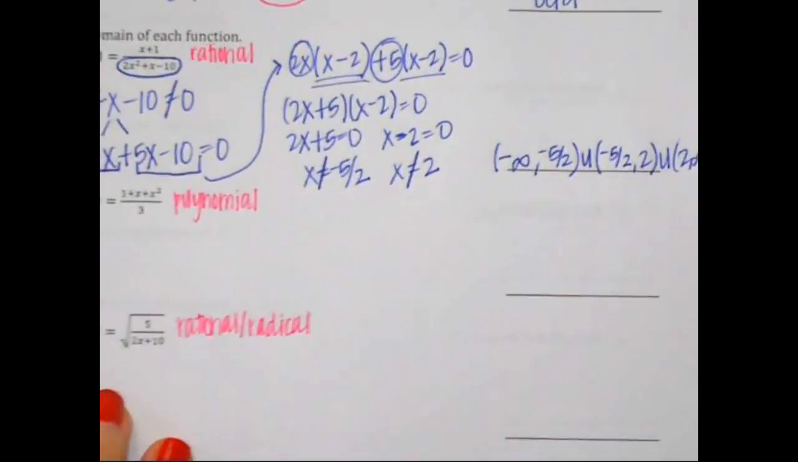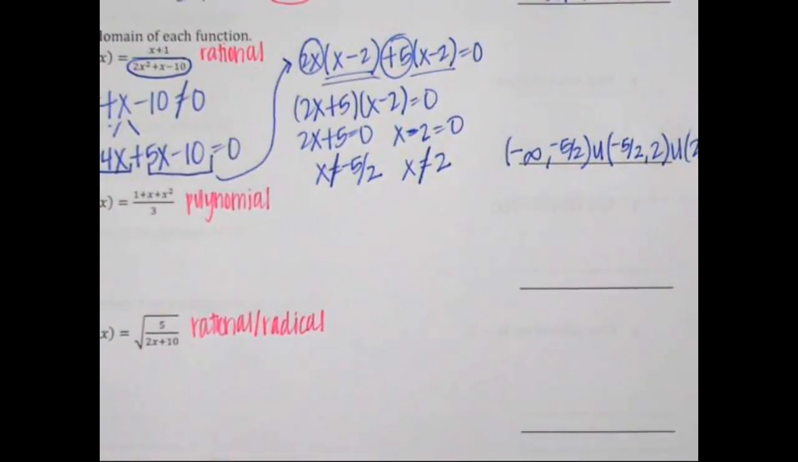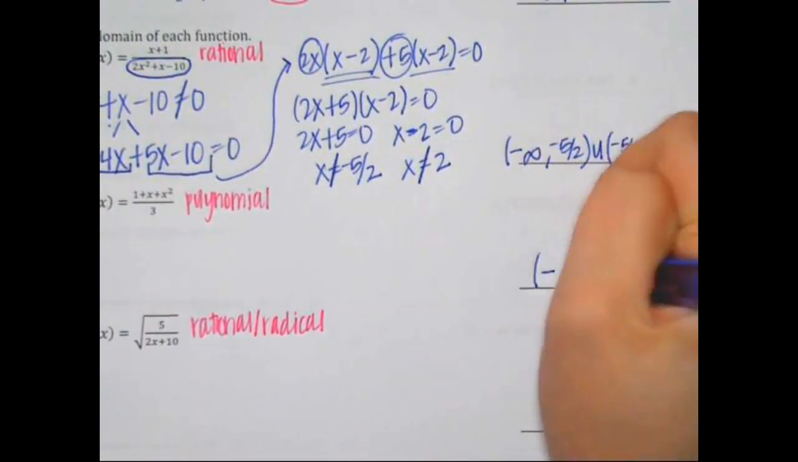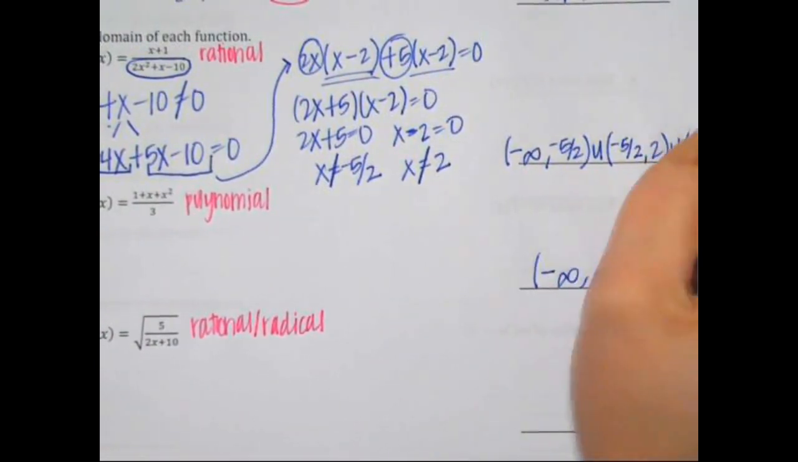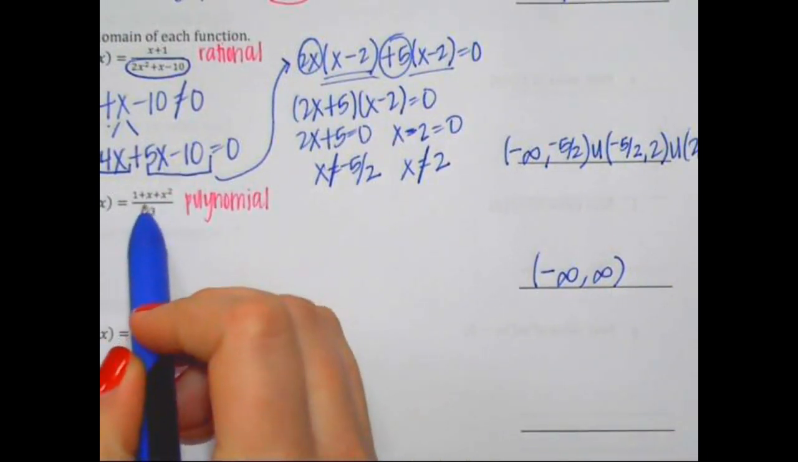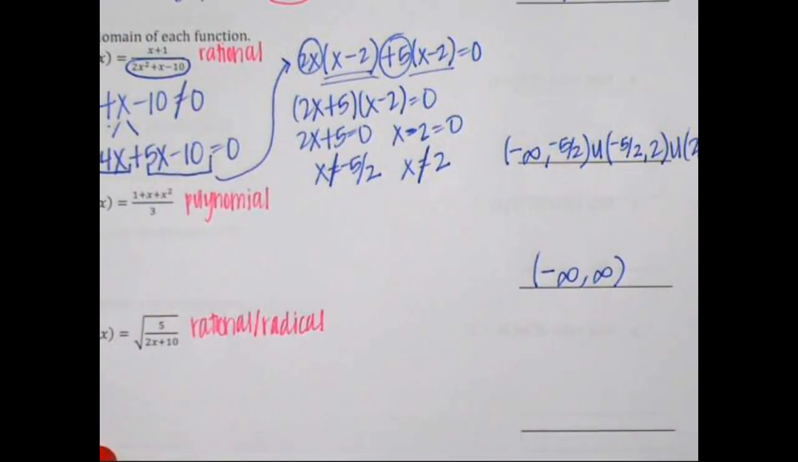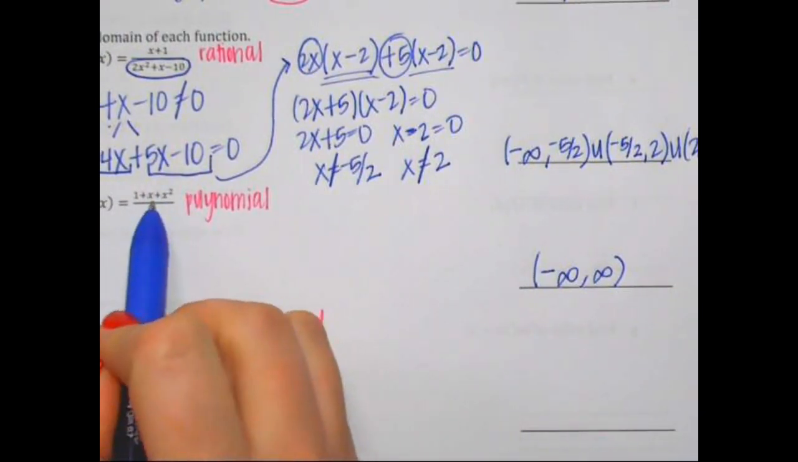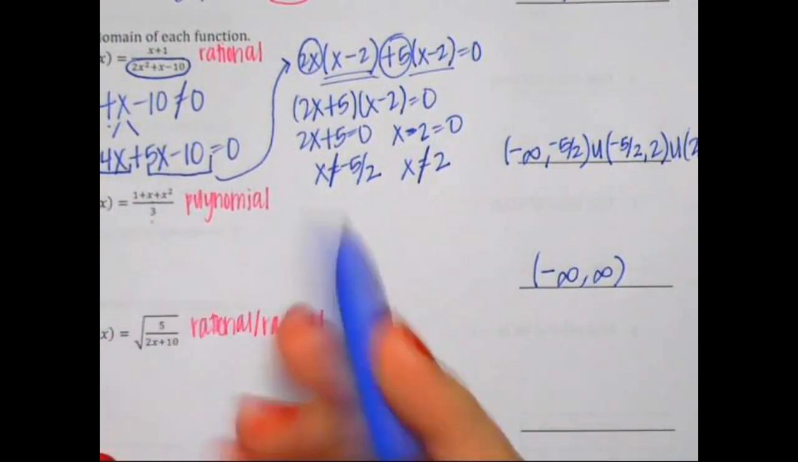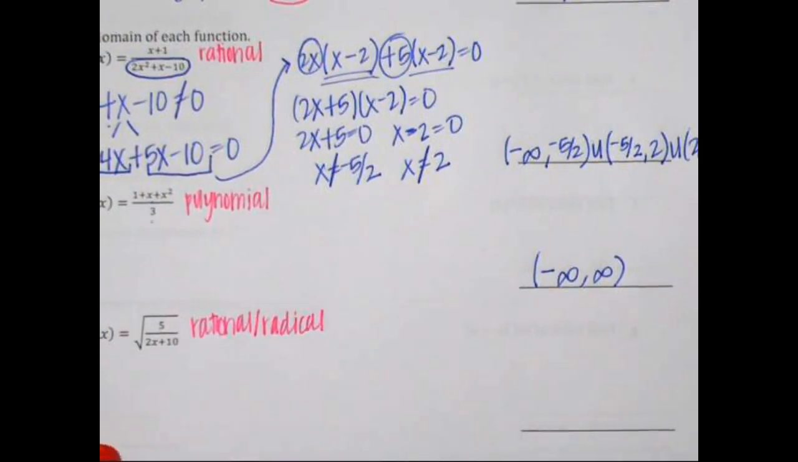Okay, so then onto the polynomial. Polynomials are really easy. Polynomials always have the same domain: all real numbers, because I can plug in any number here and I'm going to get an outcome. I can plug in a negative, I can plug in a 0. Even if I got 0 on top here, 0 divided by 3 is still 0. So it works, it's a number.